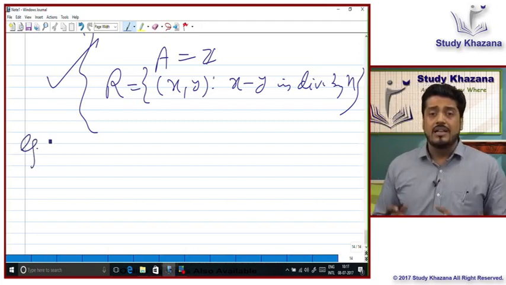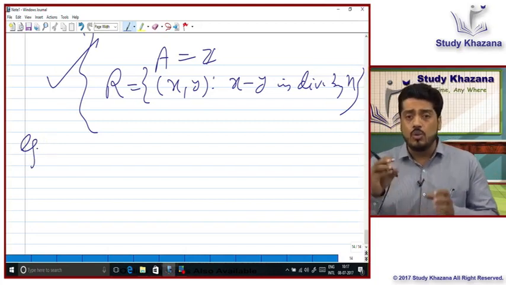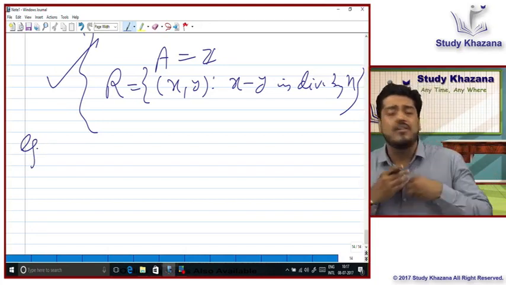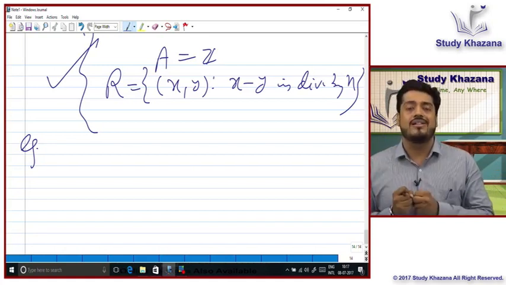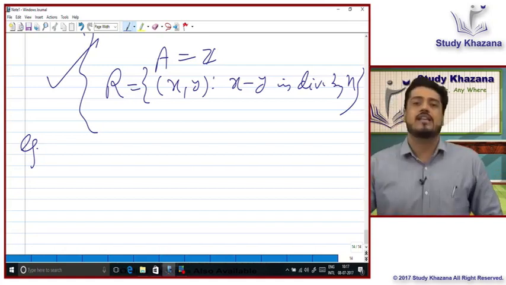Now, there are several examples. We have to understand that this is not restricted to 4, 5 or 10 examples. We can define so many examples, and the concept has to be understood first, because then you can create examples on your own.